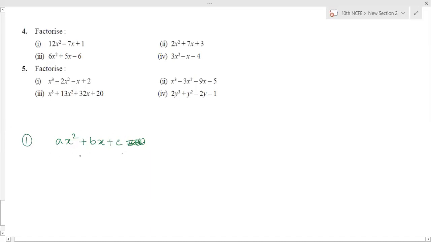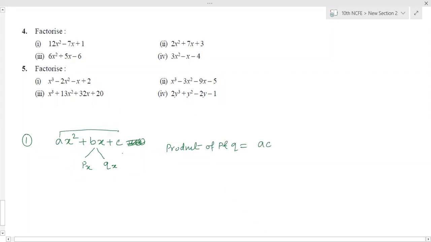Now factorizing this, what we have to do, this middle term we have to divide into 2 terms. Suppose that is p and q. bx we have to write as px and qx. So we have to find out the values of p and q. How to find that? There are 2 conditions. One condition, the product of p and q should be equal to the product of ac.